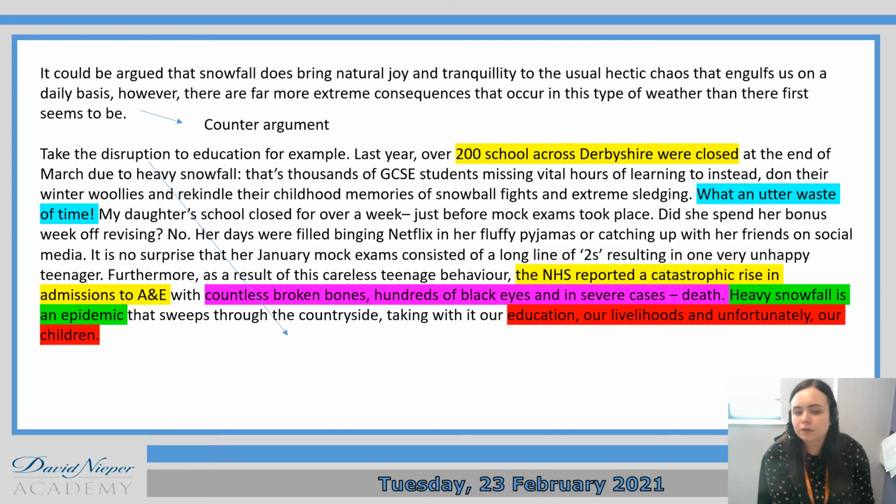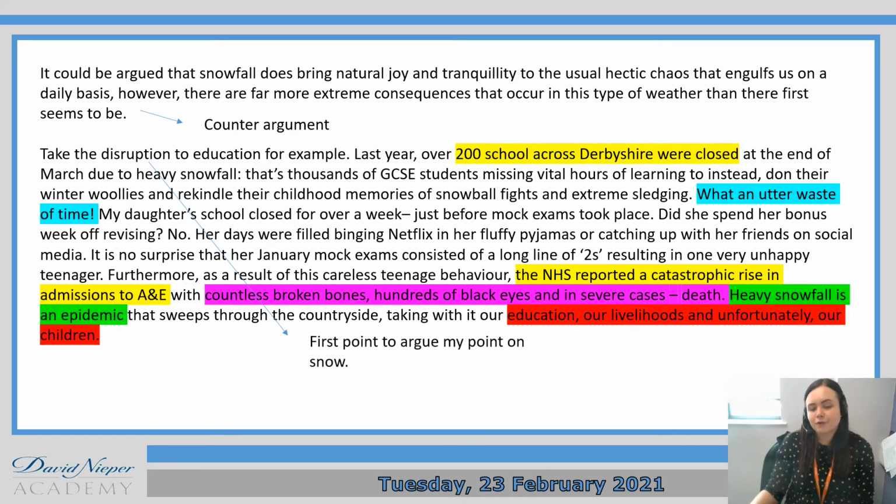Furthermore, as a result of this careless teenage behaviour, the NHS reported a catastrophic rise in admissions to A&E, with countless broken bones, hundreds of black eyes, and in severe cases, death. Heavy snowfall is an epidemic that sweeps through the countryside, taking with it our education, our livelihoods, and unfortunately, our children.